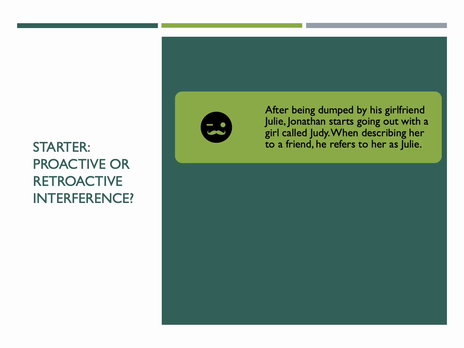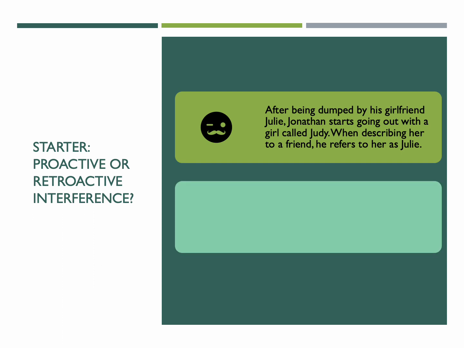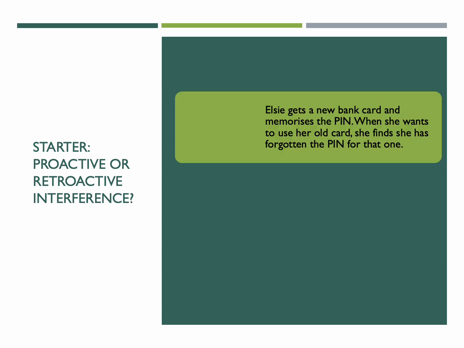After being dumped by his girlfriend, Julie, Jonathan starts going out with a girl called Judy. When describing her to a friend, he refers to her as Julie. Proactive or retroactive? It is proactive. Past information for his girlfriend Julie is interfering with new Judy.